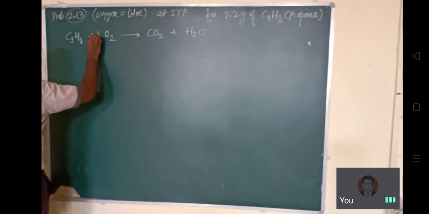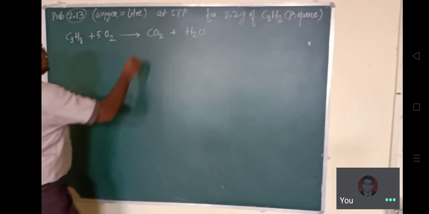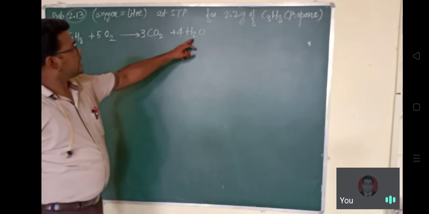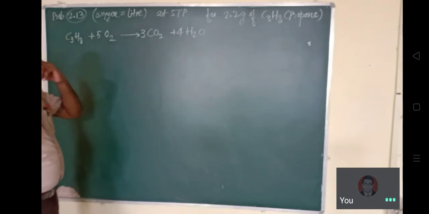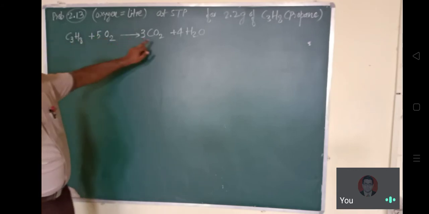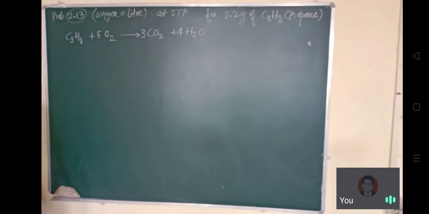C3H8, so we will take 5 oxygen. So 3 carbon and 3 carbon, CO2, and 4 H2O. Look at this right now: 4 into 2 is 8, so the total of 8 hydrogen atoms is balanced, 3 carbon atoms are balanced, and oxygen total is 10. Here it is 6 plus 4, yes, 10. So right now it is a balanced equation.